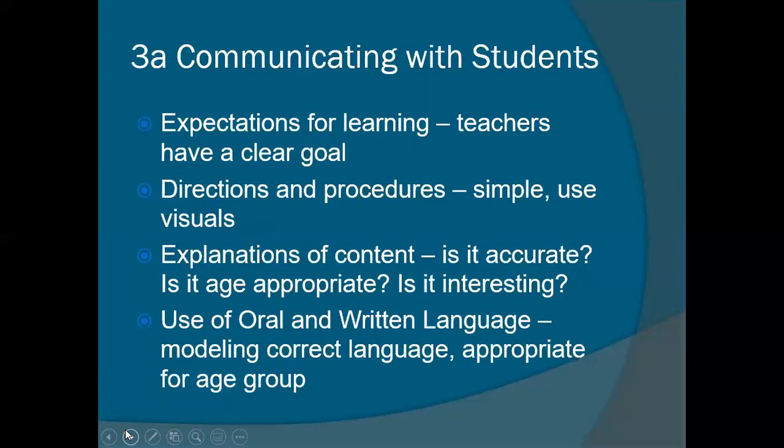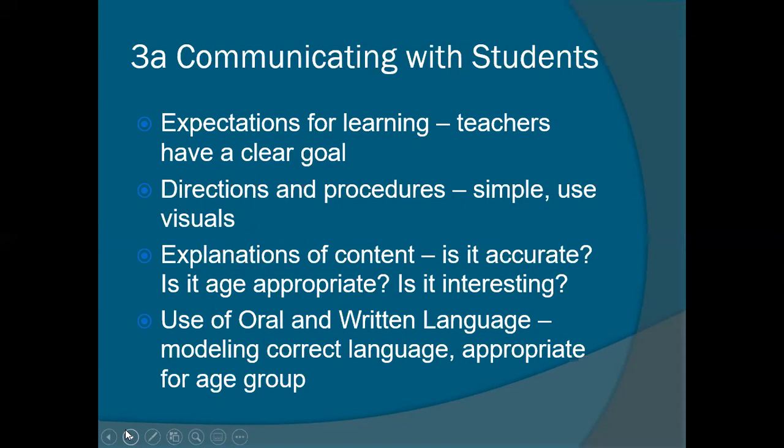And then it looks at the use of oral and written language. So clearly, as the models in the classroom, we need the adults to be modeling correct language when they're speaking and when they're writing. And it needs to be appropriate for the age group. So even with writing, a lot of times teachers have a tendency to be very self-conscious maybe about their writing, and they tend to write it on a paper and then write things on the chart later on. What we'd like to see is teachers actually modeling the writing process.